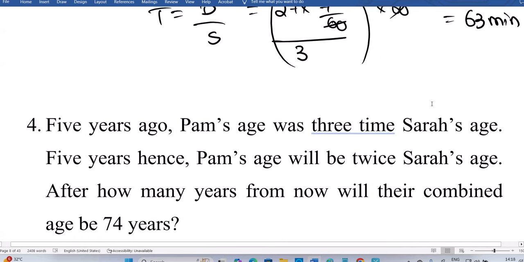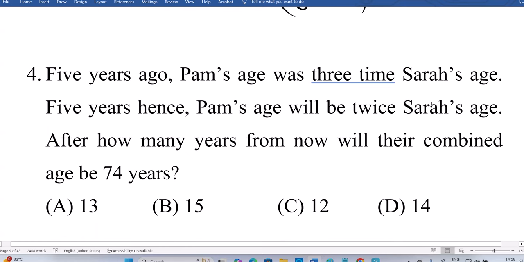Okay. Next question. They have given the same question 4 to 5 times, but again I am clearly instructing you. What is the last line? Combined age 74 years. In the same question, combined age 78 is also given. Here combined age is 74. If it is 74, the answer will be 12. If it is 78, the answer is 14. Please, that's what I'm telling you, read the entire question.